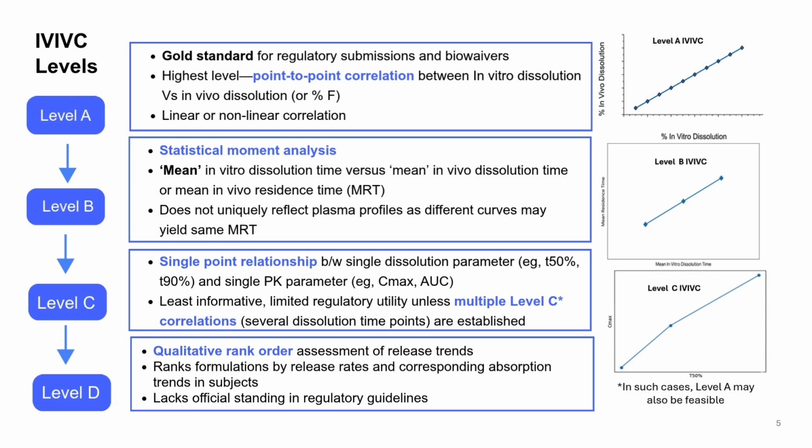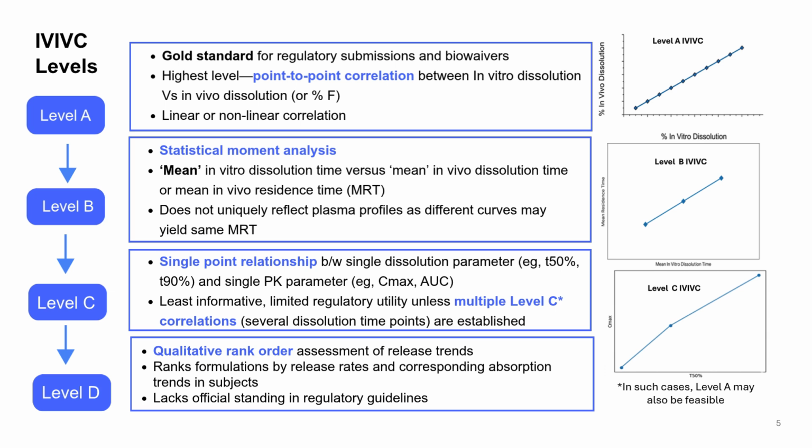pharmacokinetic parameter such as Cmax or AUC. It is the weakest level of IVIVC and is of limited regulatory utility unless multiple level C correlations, at several dissolution time points, can be established. However, in such cases, level A may also be feasible.